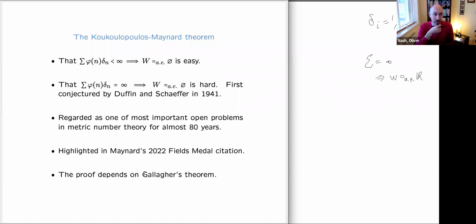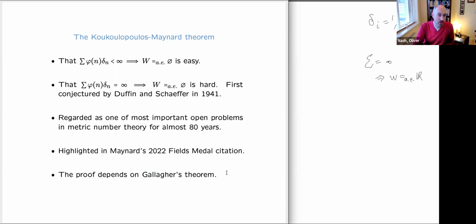You say, okay, could I teach the computer Maynard and Koukoulopoulos' proof? And the answer is, I think, yes, you could. But there's some groundwork to do, and one of them was Gallagher's theorem. So I said, okay, fine, I'll have a go at that. So that's all I'm going to say about that theorem. I'm still reading it and understanding it myself. I think it's a really nice paper. Obviously, I recommend you have a look as well.